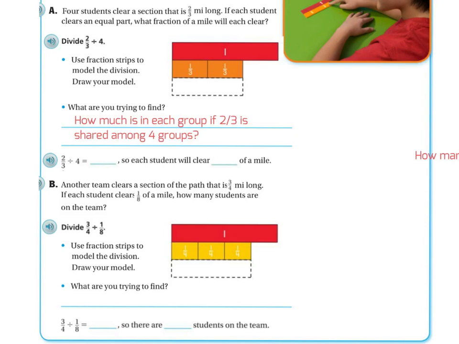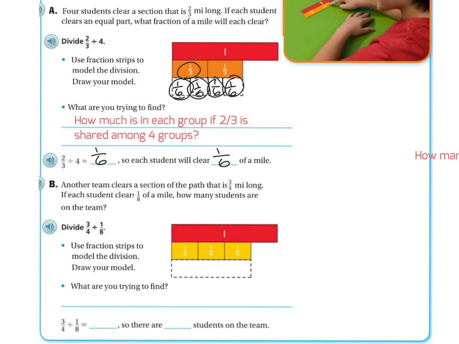So I have to think to myself, what can I break these apart? What fraction strips are going to fit equally in 4 groups under here? Because we need this to fit equally into 4 groups. 1, 2, 3, 4. Well, I know that 1/6 and 1/6 will equal that 1/3, because 2/6 is 1/3. And so if I break these equally into 1/6 strips, I should be able to figure that out. So 2/3 divided by 4 is 1/6. So each student is going to clear 1/6 of the mile.